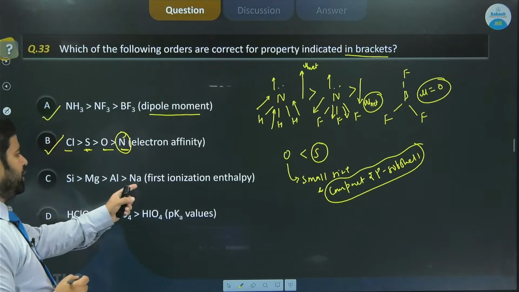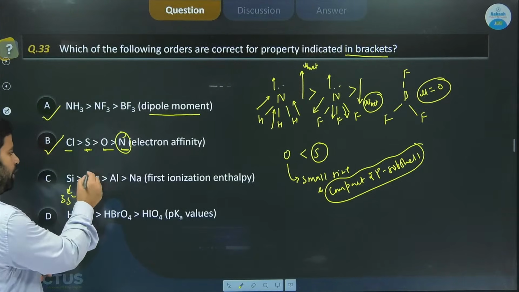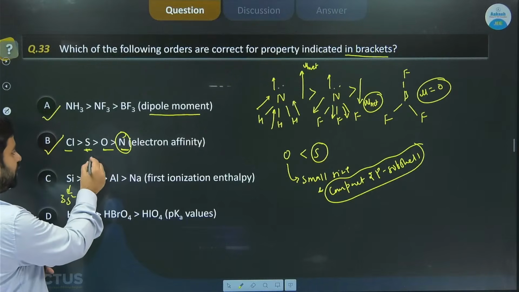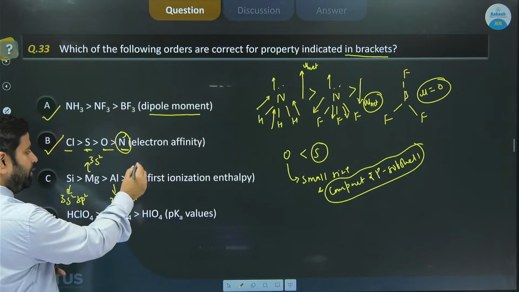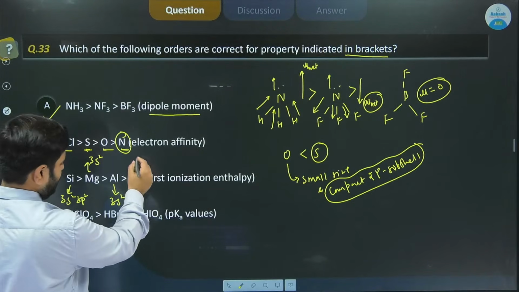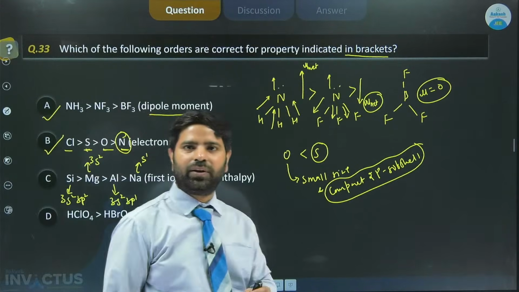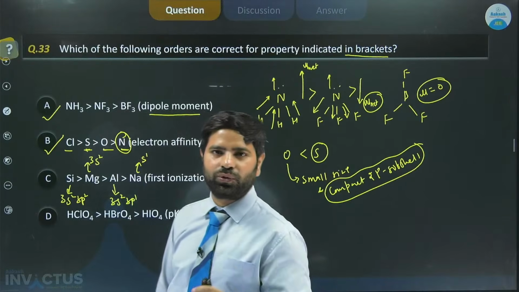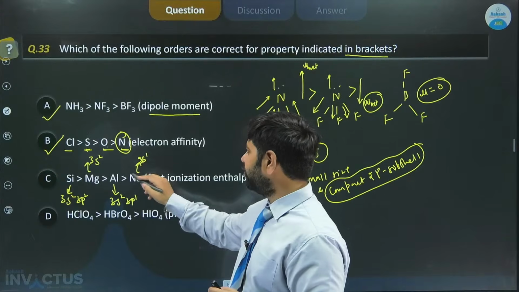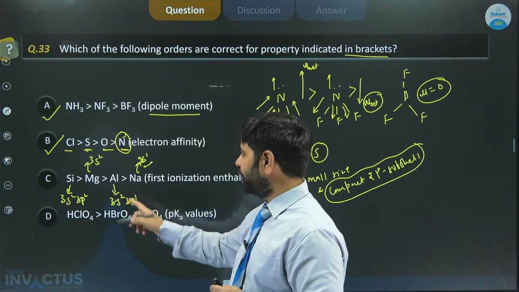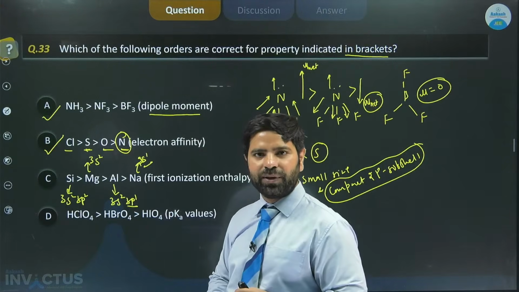Silicon, magnesium, aluminium, Na, first ionization energy. Silicon we know is 3s2 3p2, magnesium 3s2, aluminium is 3s2 3p1, and sodium is 3s1. Sodium's configuration is 1s2 2s2 2p6 3s1. So it is a 3s1 configuration, very easy to remove the electron from sodium. Aluminium has 3s2 3p1, the electron will be removed from the 3p.